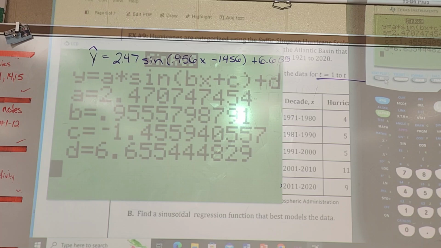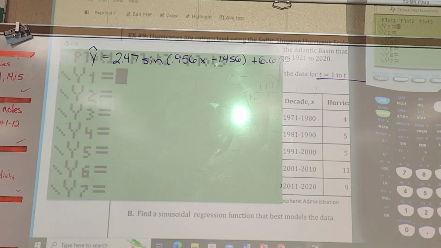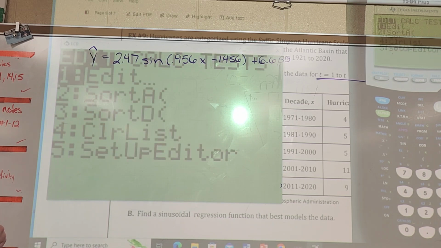Let's see if I remember how to do something. Now, how are we going to answer? That's how we got our equation. How are we going to answer the max and min? We do, but watch. Uh-oh. I should have done this ahead of time.